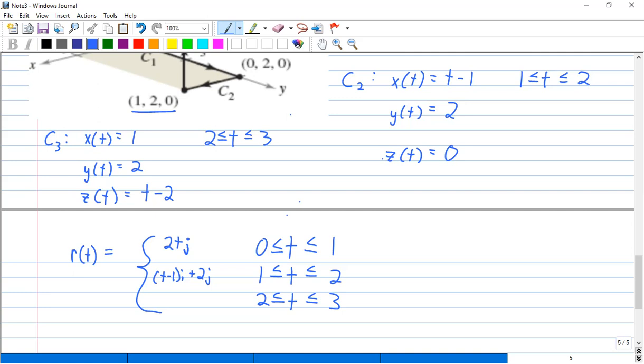Alright, and on the last part, C sub 3, we did have an answer for all of those. So that's going to be 1i plus 2j plus, and then make sure you put this in parentheses, (t minus 2)k.